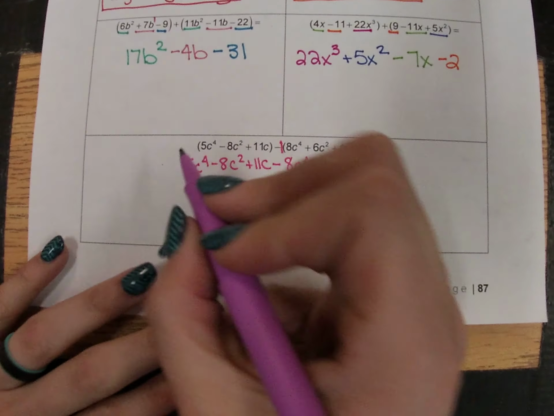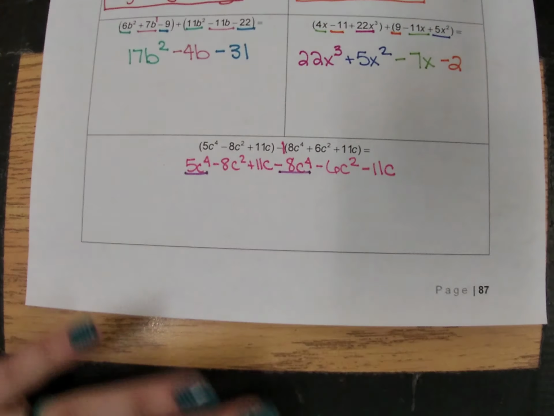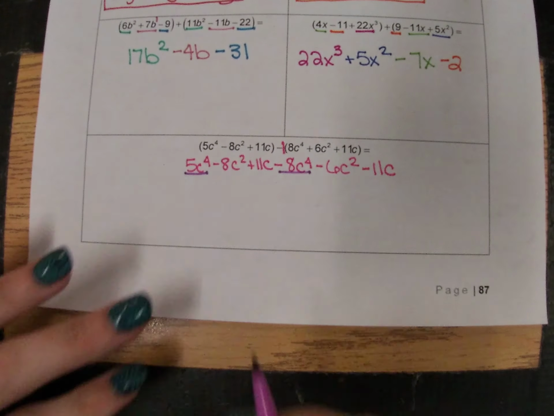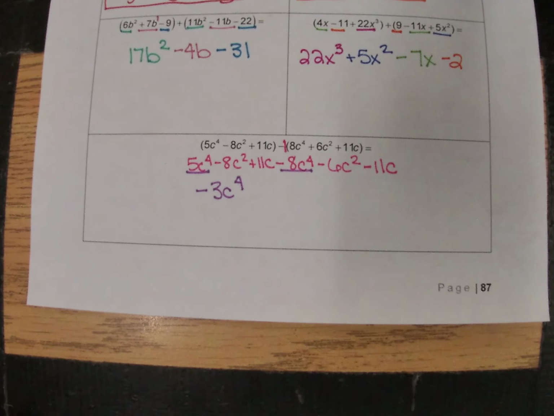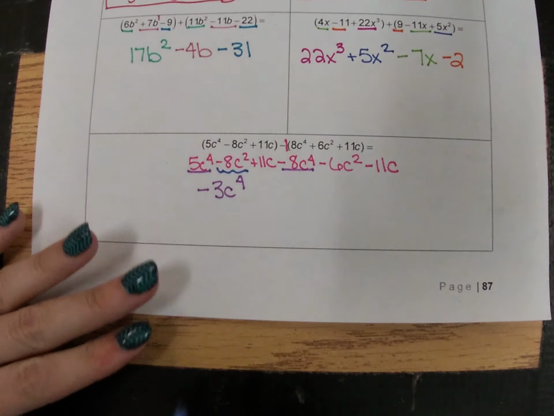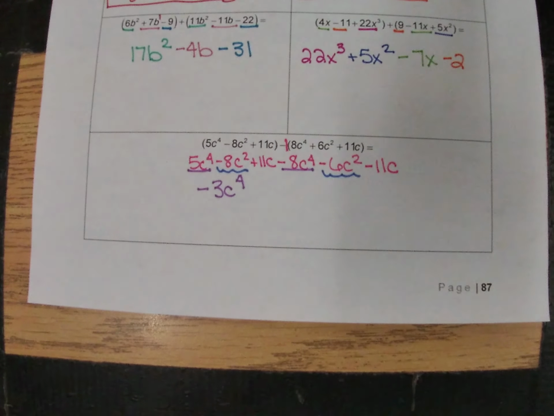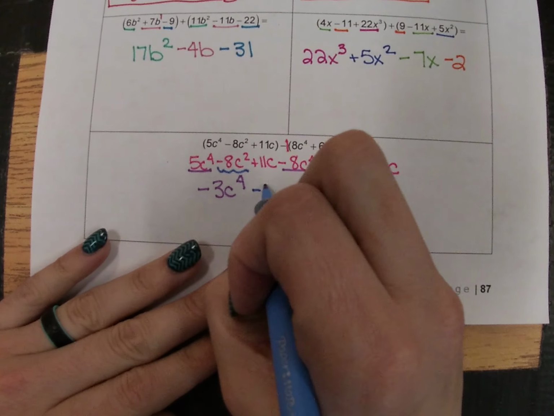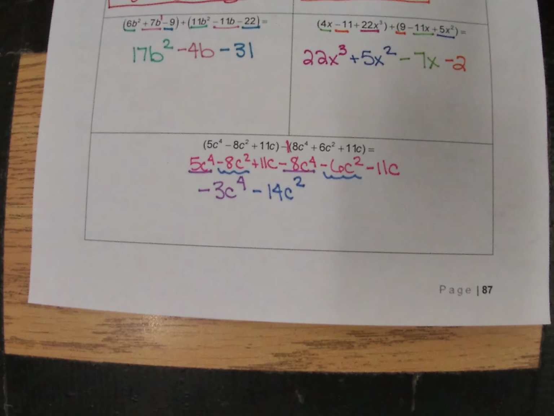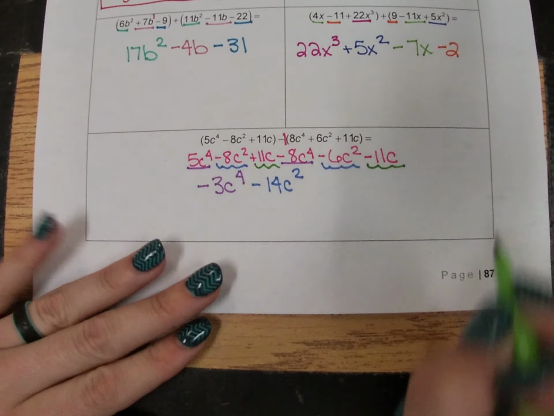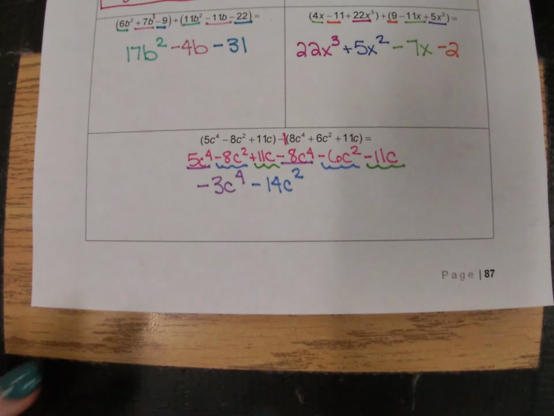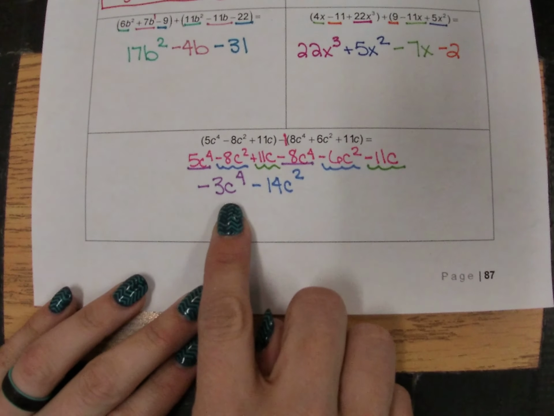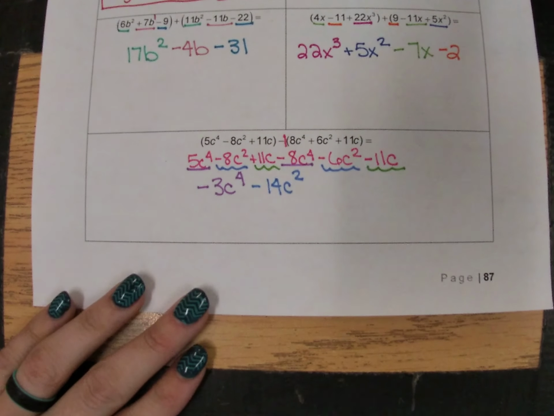So now we're just going to look for our largest exponent. So 5c to the 4th can be combined with a -8c to the 4th, and those together give us a -3c to the 4th. Okay, we move to our next largest exponent. A -8c squared minus a 6c squared will give us a -14c squared. And then finally, when we look at our last one, here we have an 11c and a -11c. But 11 and -11 will give us 0, and therefore there's nothing else to write down. And so our final answer is going to be -3c to the 4th minus 14c squared.